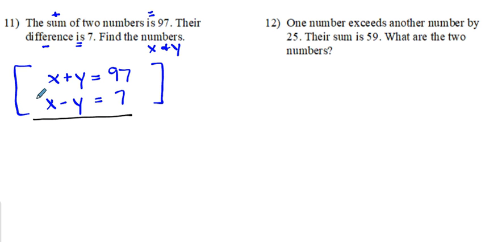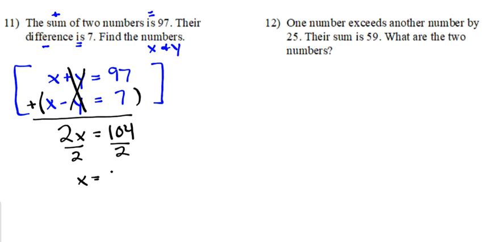And hopefully you see from this system here, it is set up for elimination. You could do substitution, some of you substitution people out there, but it's perfectly set up to eliminate y, so we will add this bottom equation to eliminate y. And so I get x plus x, that's 2x. 97 plus 7 is 104. Divide by 2, and I get x is 52. So one of the numbers is 52.